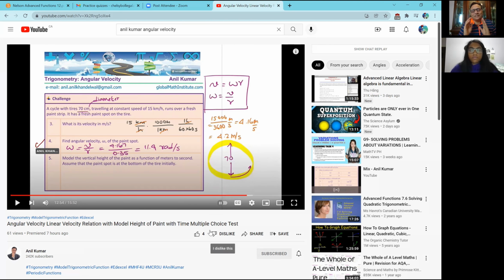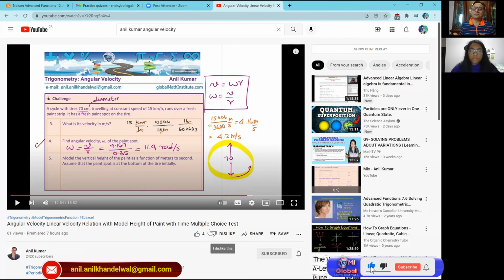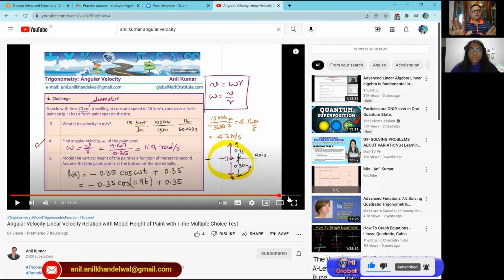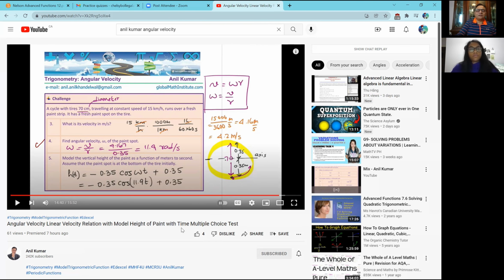Omega is v over r. You got the velocity, which is the linear velocity, divided by the radius, you get the angular velocity. Simple. And then part C, go further down and see the equation. How simple it is. Do you see minus, because the cosine wave starts from the bottom as I have shown here, right? 0.35 is the radius, cos omega t. This is a formula for you to remember. You don't write 2 pi k and all those things. When you are given angular velocity, use that. So we calculated 11.9 radians per second as the angular velocity in the fourth question. Use that 11.9 t, done, and plus 0.35. We have solved the question.